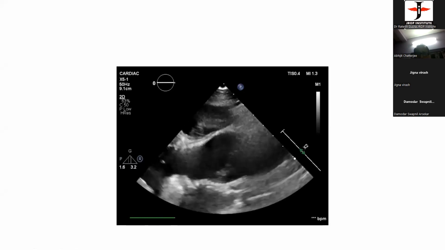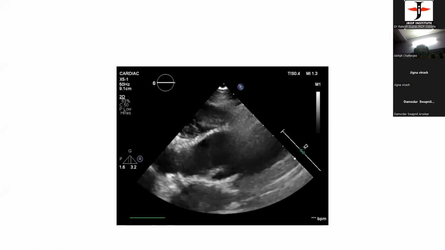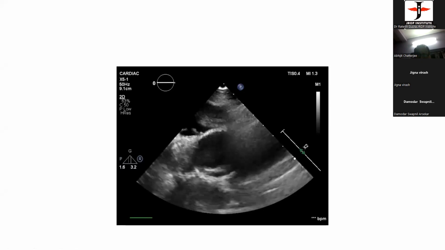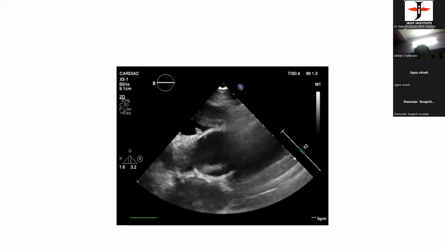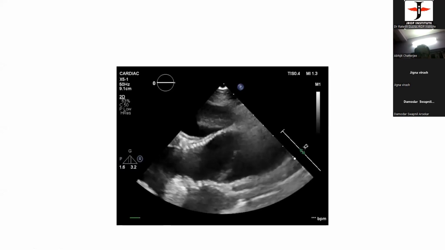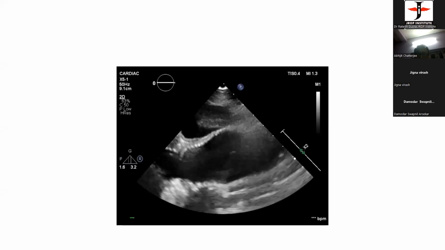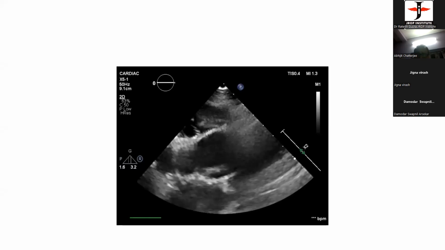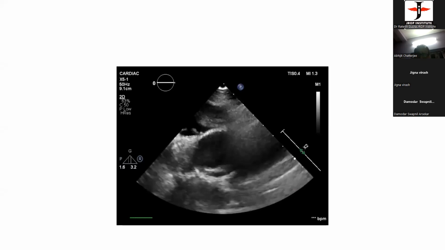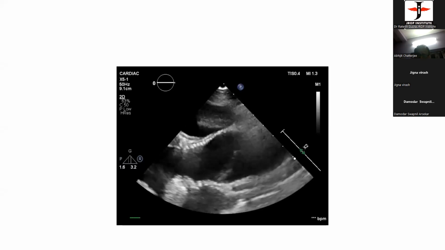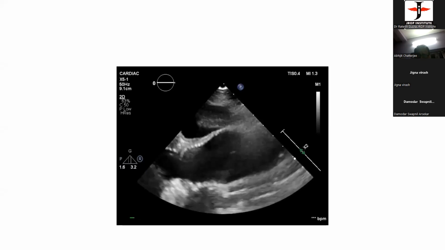If we get the jet, we measure the PHT. If it is less than 200 milliseconds, then it's severe. Then vena contracta, if we get more than 7 mm. Then holodiastolic flow reversal, for which we put the CW in the descending aorta. If we get more than 22 centimeters, it is severe. Then there is the jet width versus LVOT ratio; if it is more than 65%, it is severe.